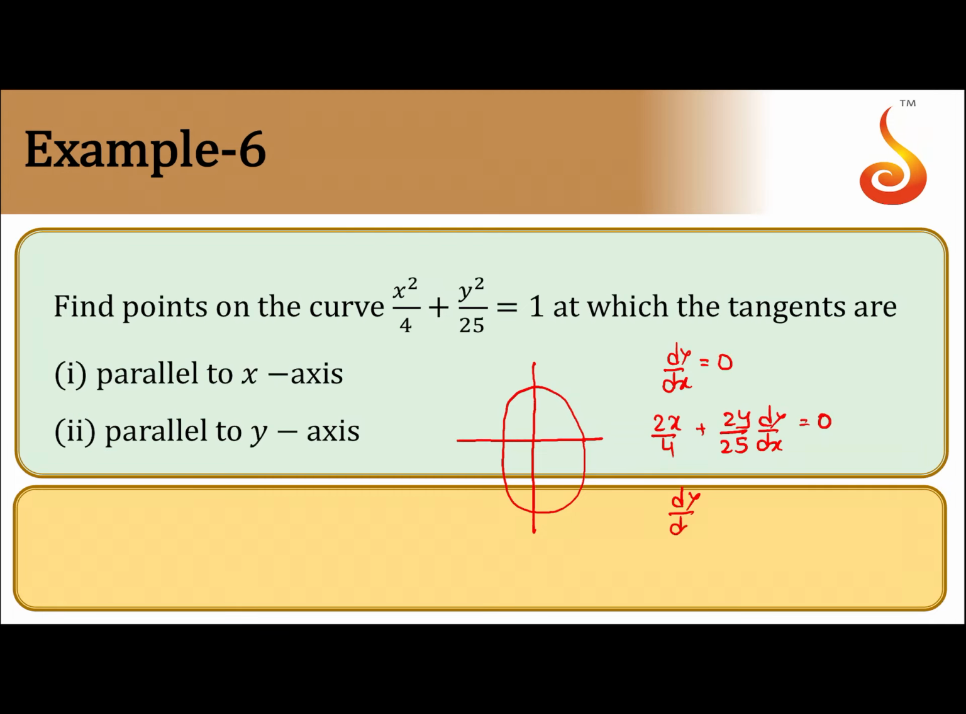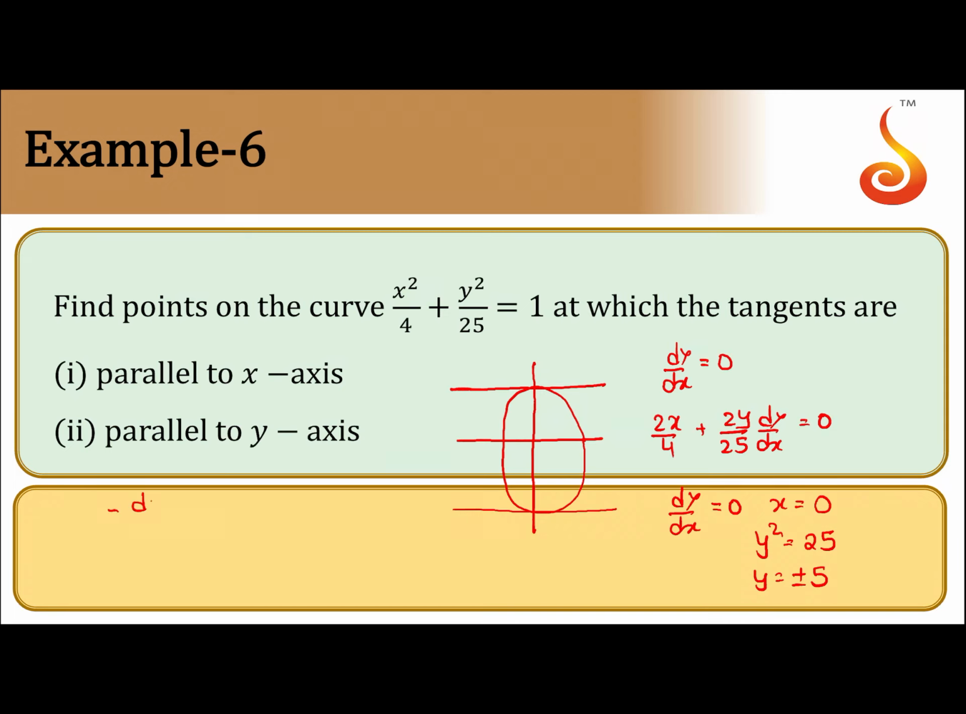So dy/dx equal to 0 means x is equal to 0. We get x equal to 0. If we put x equal to 0 in the curve, we get y squared is equal to 25, y is equal to plus minus 5. It clearly indicates that you get a horizontal tangent here and a horizontal tangent here. So this is all about parallel to the x-axis.